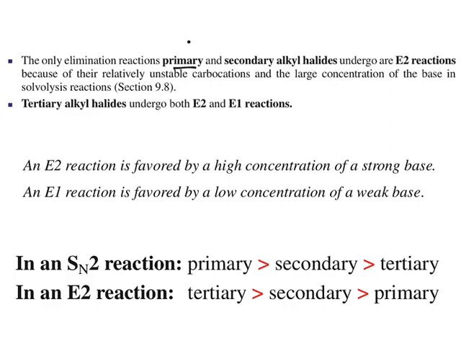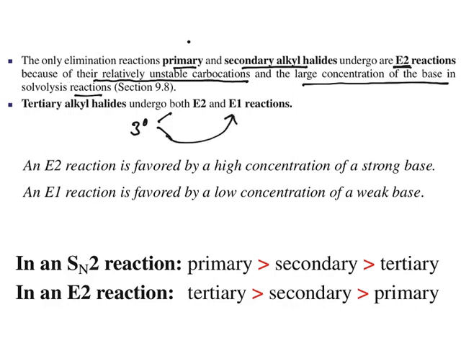The only elimination reaction primary and secondary alkyl halides undergo is the E2 reaction, because of their relatively unstable carbocations and the large concentration of base in solvolysis reactions. Understand this one. Tertiary is preferred by both E2 and E1, because we have seen the reasons. Tertiary carbocation is stable, hence E1 is preferred. Tertiary alkene is more stable, hence E2 is preferred. Whereas in the case of E1, for secondary and primary, there is no chance of occurrence because they are very unstable carbocations. Only E2 happens in primary and secondary.